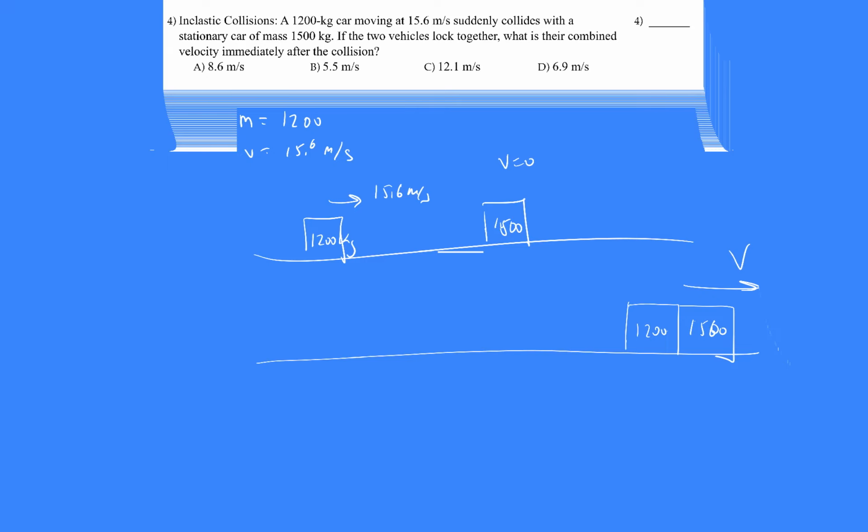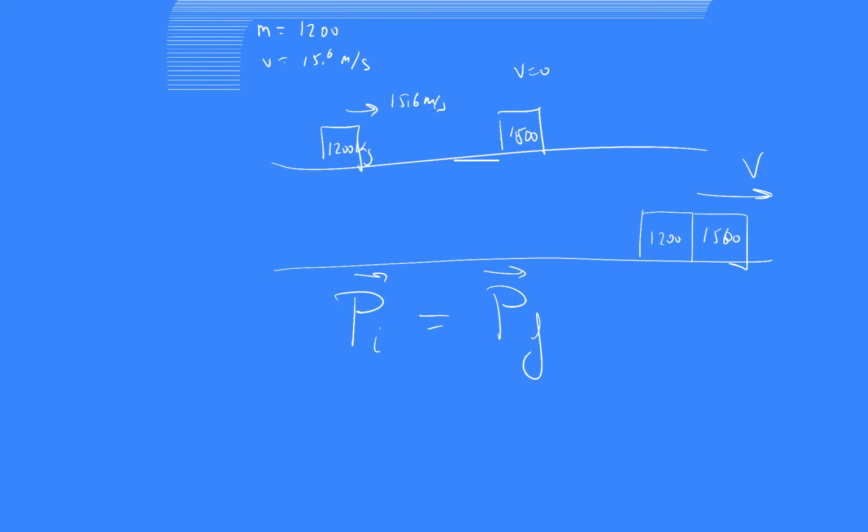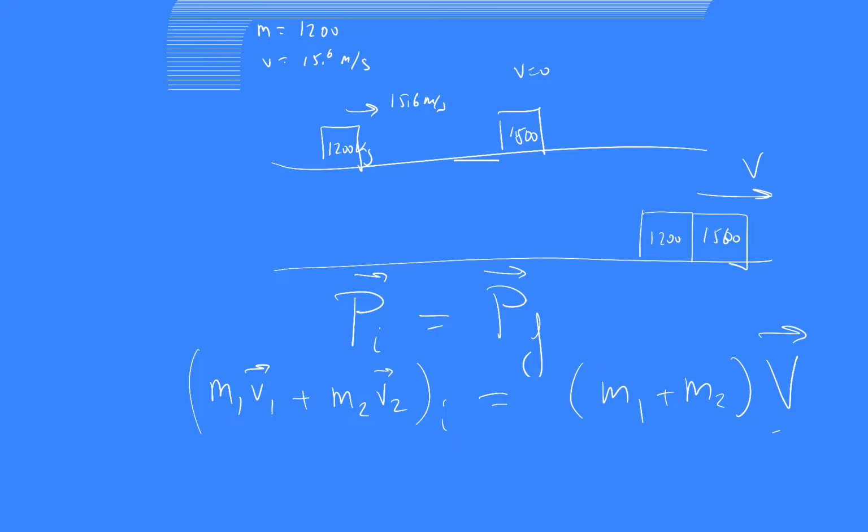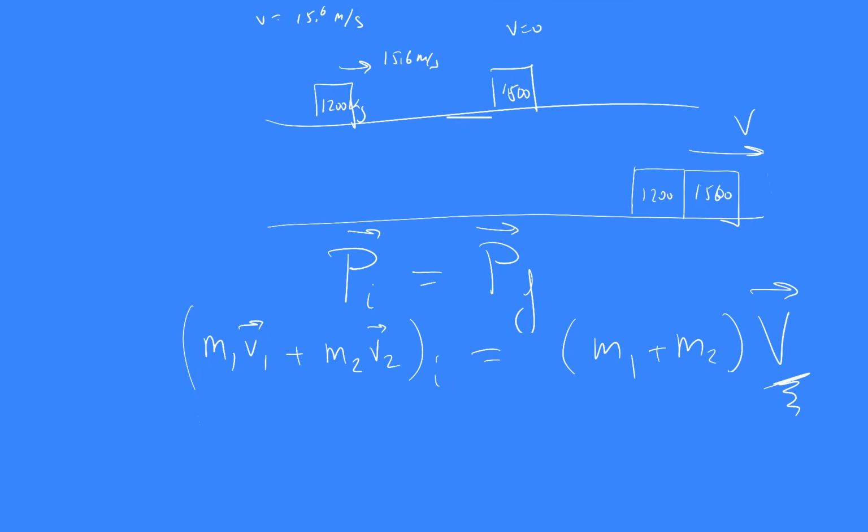So here it asks what is the velocity of the object. The total momentum is conserved, so the initial momentum equals the final momentum. The total momentum initially is the mass of the first object times its velocity plus the mass of the second object times its velocity. And this should equal m1 plus m2 times the common velocity, which is what they are asking.